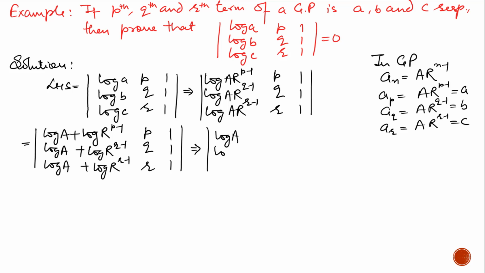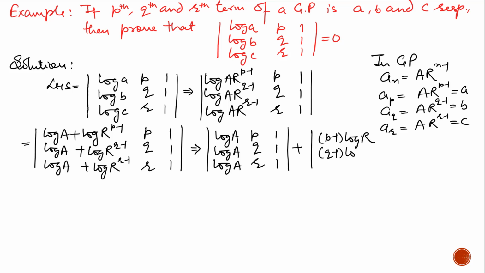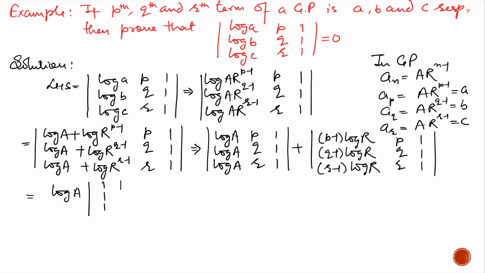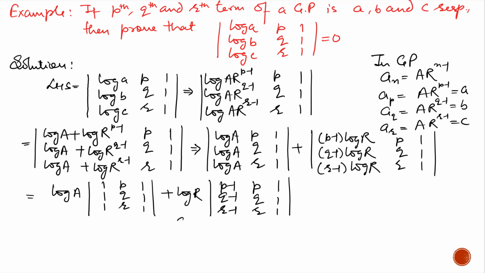Now we break the first row, and when we break it, it's log a, log a, log a, and the remaining two rows remain the same, plus (p minus 1) into log r, (q minus 1) into log r, (r minus 1) into log r, and the next two rows remain the same. Now we take log a common from the first determinant and we get 1 1 1, p q r, 1 1 1. From the next determinant we take log r common and we get p minus 1, q minus 1, r minus 1, and the next two rows remain the same.